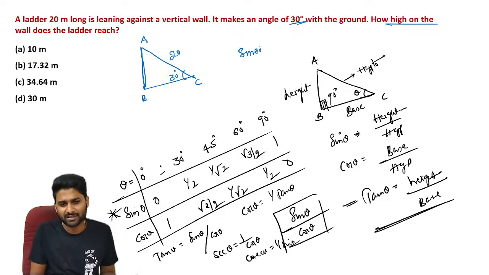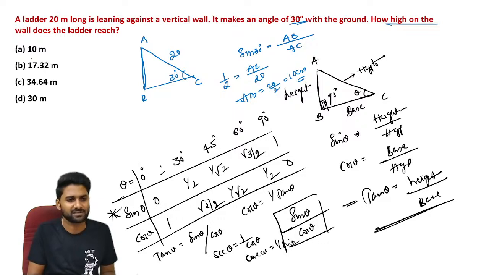Let's use sine 30 degrees. Sine 30 degrees is height divided by hypotenuse. So sine 30, as you know, is 1 by 2, equal to AB divided by AC, whose value is 20. Let's check with the calculation. AB value is equal to 20 by 2, which is 10 meters.